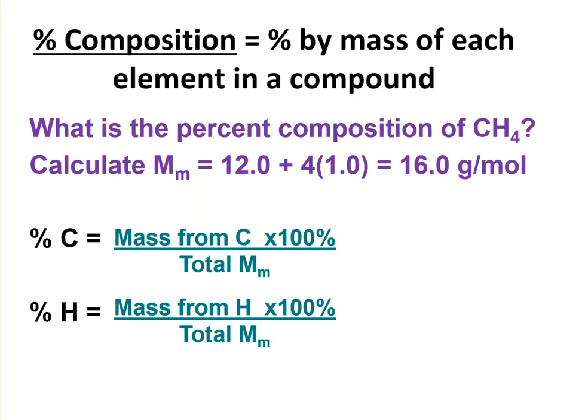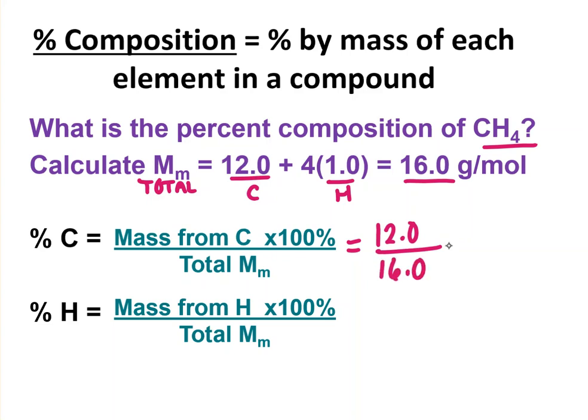So for this compound, the first thing you do is you calculate the molar mass. And you can think of that as like the total mass of the whole compound. And then you can see what percent of that mass comes from each element. So this part was from carbon, this part was from hydrogen, and what percent of the 16 came from each. So this is pretty simple. The percent of carbon by mass will be equal to 12, because that's what it was in that formula, divided by 16, the total, of course, times 100.